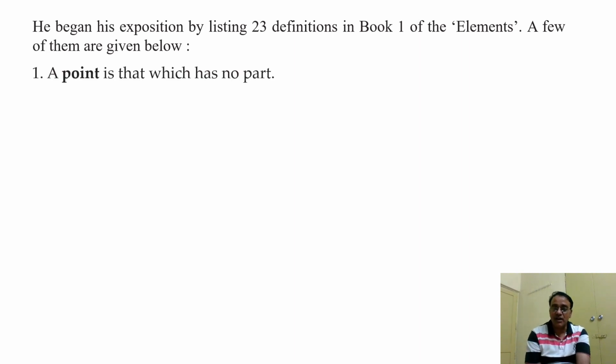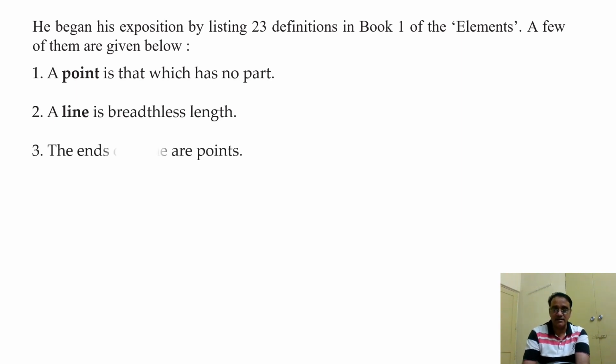Okay, if you carefully study the definition, you find that some of the terms like part are undefined. Like that, for every definition some part is undefined. We'll first discuss all the definitions. The second one is a line. A line is a breadthless length. And the third one is the ends of a line are points.